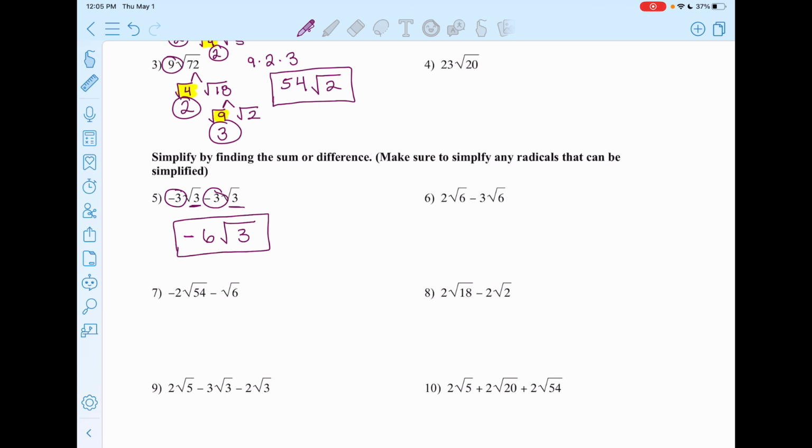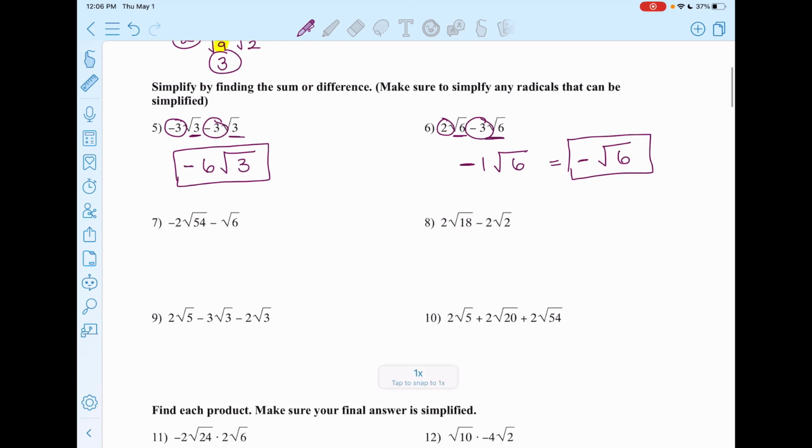Looking at number 6, once again, I have radical 6 and radical 6, so I can combine these. 2 minus 3 gets me negative 1, and the inside stays the same. And whenever we have a 1, it can be imaginary, so we can also write our answer as just negative radical 6.